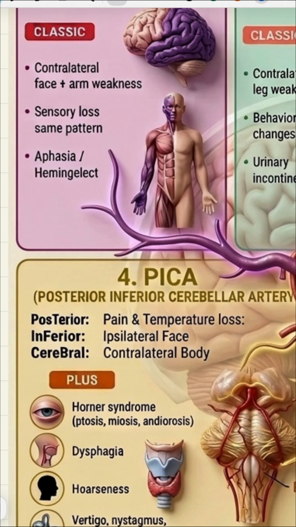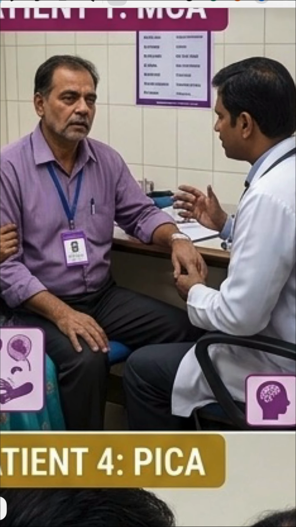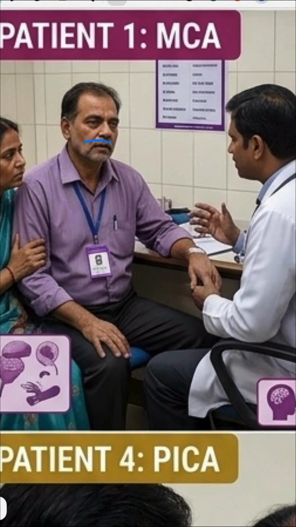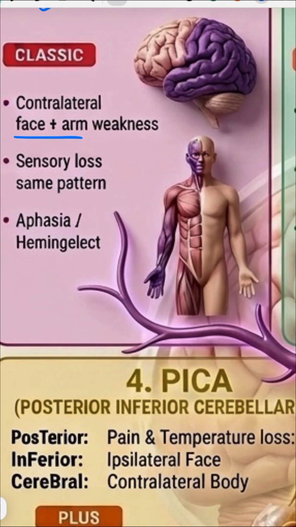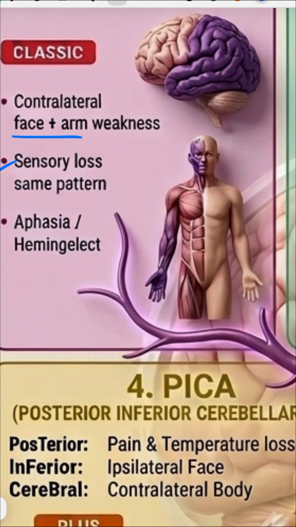The patient usually presents to you with contralateral face along with arm weakness. Patient is presented to your clinic with involvement of the face and involvement of the arm. Patient also has got sensory loss in the same pattern, and patient has aphasia or hemi-neglect of that particular side.